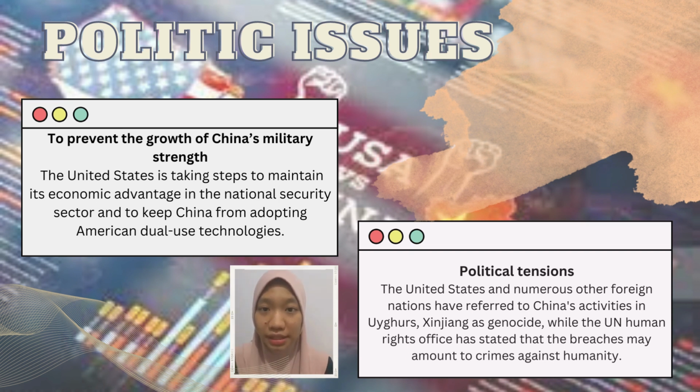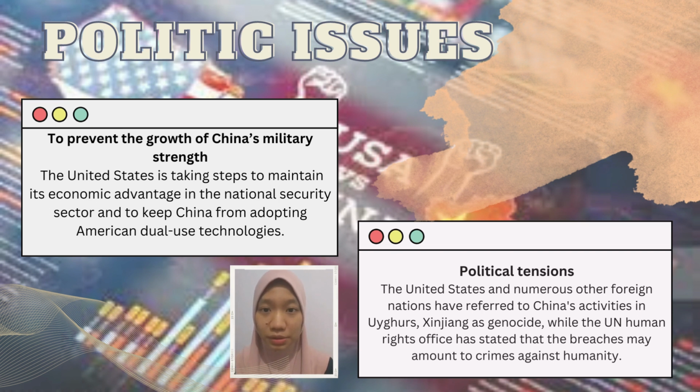As a result, the United States is taking steps to maintain its economic advantage in the national security sector and to keep China from adopting American dual-use technologies. The United States government has taken several steps to limit China's access to these technologies, including imposing export controls on certain goods and technologies, restricting investment by Chinese companies in certain sectors, and taking legal action against Chinese companies for intellectual property theft.